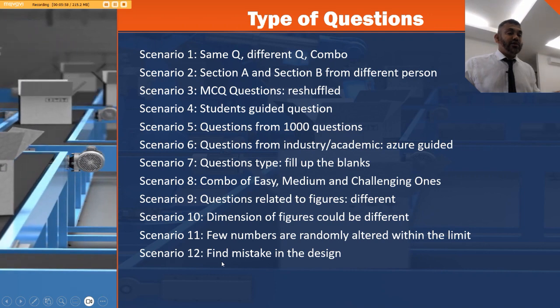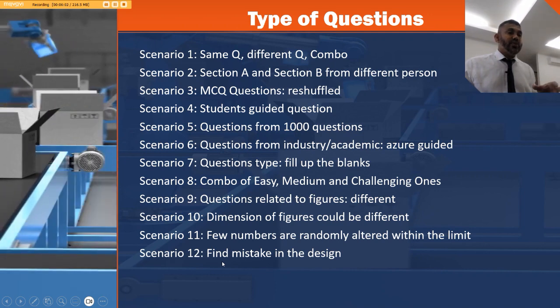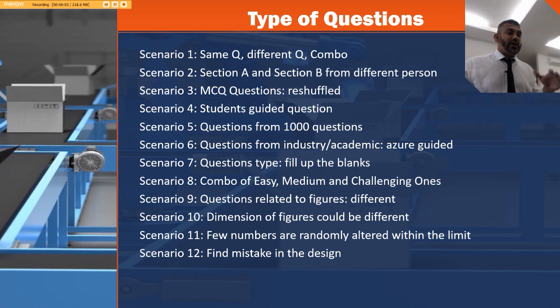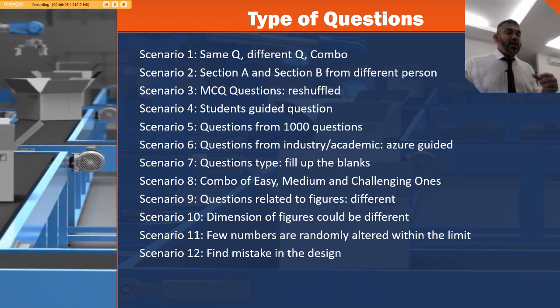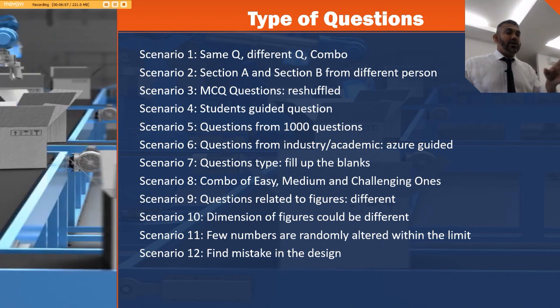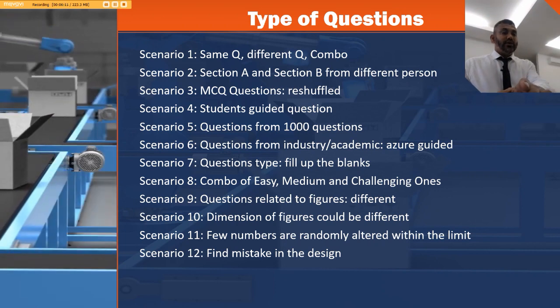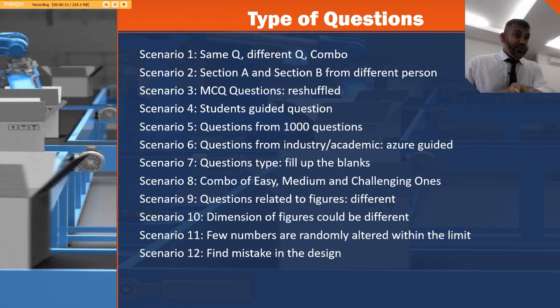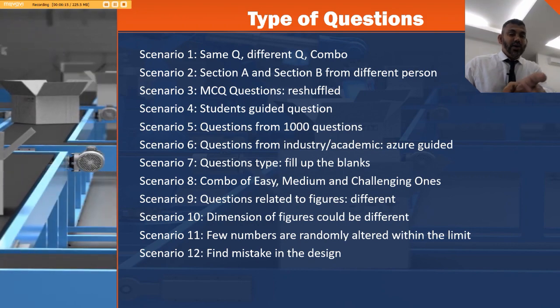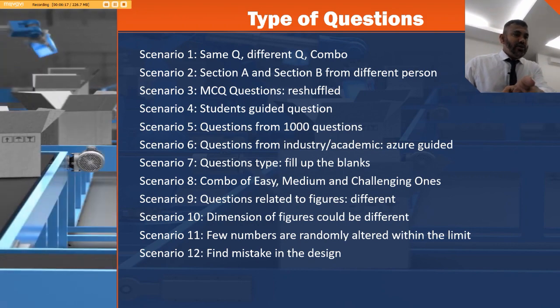Find the mistake in the design. You do some random changes in your design solution, and Python can alter the data and give it to the students to find out the mistakes. So these are a few out of many types of questions you can make, and I can teach you all of them.